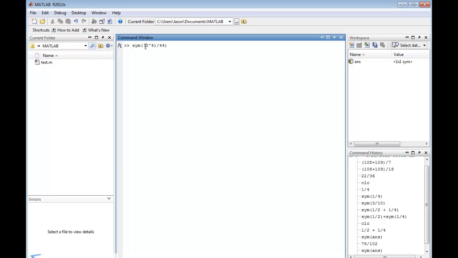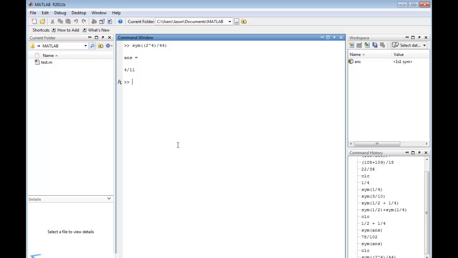I wrap this in parentheses just to make it clear that I'm taking 2 to the 4th power, taking that result, and dividing the answer by 44, right? And I've wrapped the entire thing in the sym operator, so what we get is 4/11, 4 divided by 11.